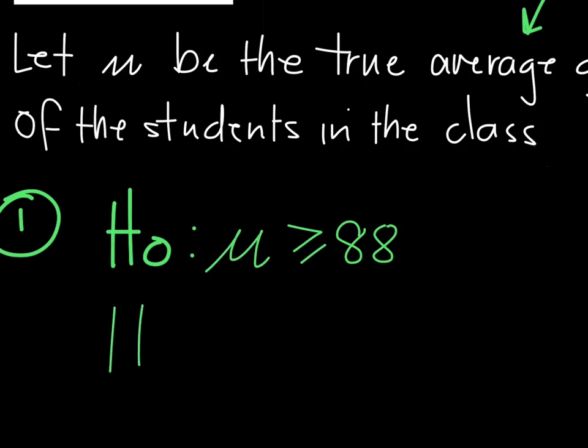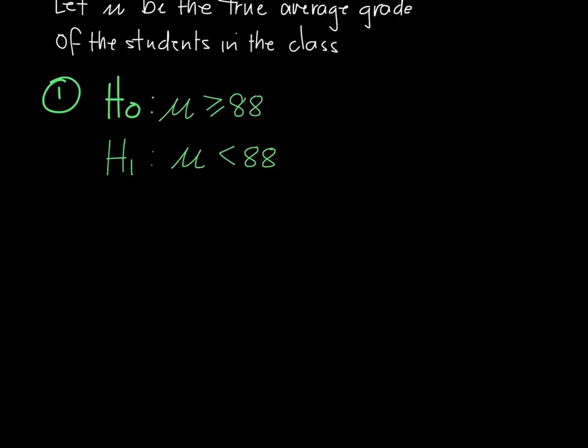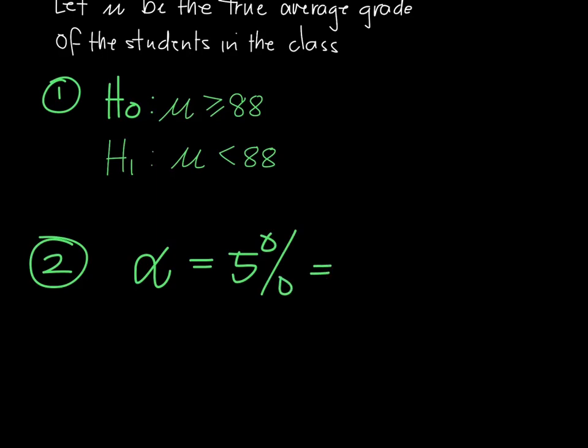Now with this, our alternative hypothesis H1 will be mu less than 88. So this will challenge the null hypothesis mu greater than or equal to 88. And then after that, we proceed with identifying the significance level. In the problem, it says the significance level alpha is 5%. So alpha is 5% or 0.05.